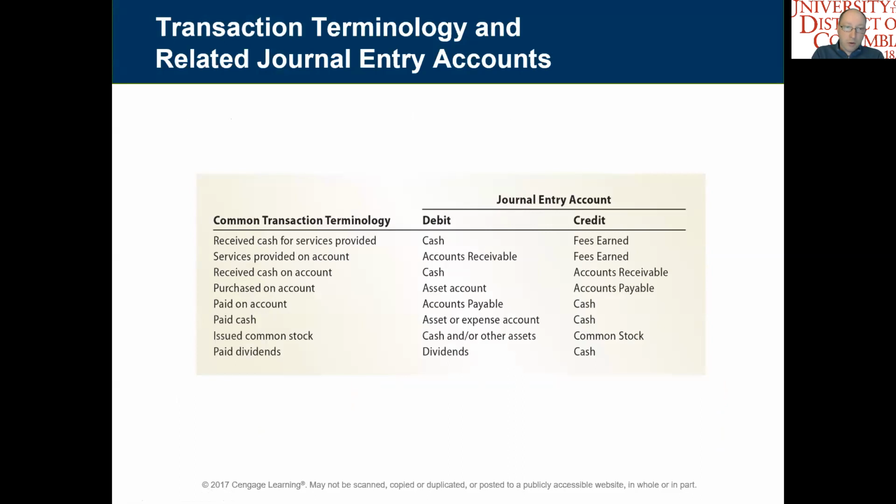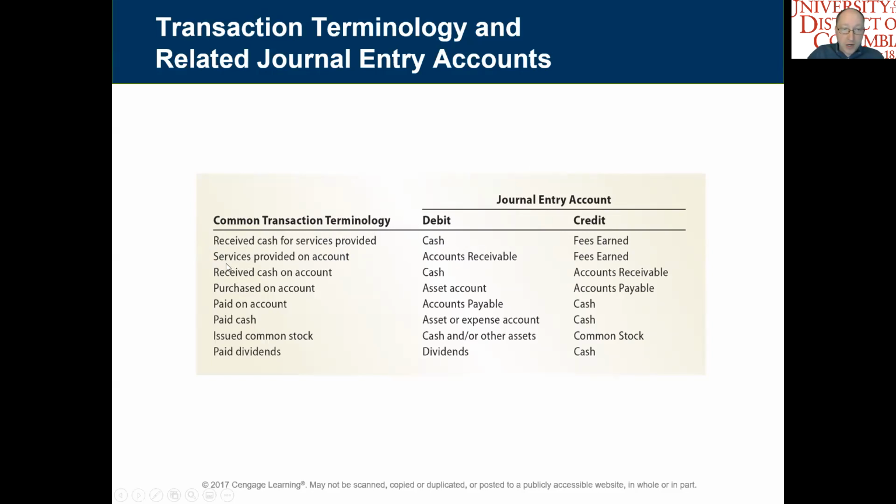So let's take a look at some transaction terminology. Transaction terminology is a representation of what happened and how it impacts our debits and credits. So when we received cash for services provided, we debited our cash, which means we made a sale of services. We credit to increase our sales account. So we credited our sales account to increase our sales, and we increased our cash by debiting our cash.